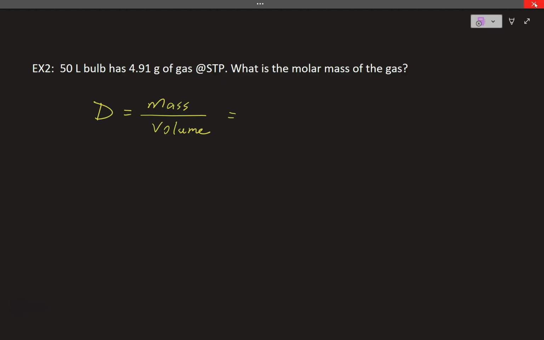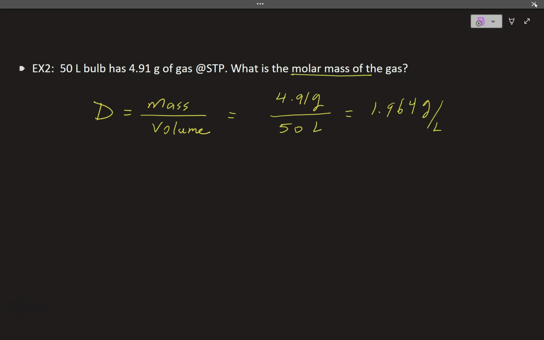The first thing is, as of now, we have 4.91 gram divided by the volume, which is 50 liter. First, let's find out what the density is, and this would be 1.964 gram per liter, right? But then we want to get the molar mass.